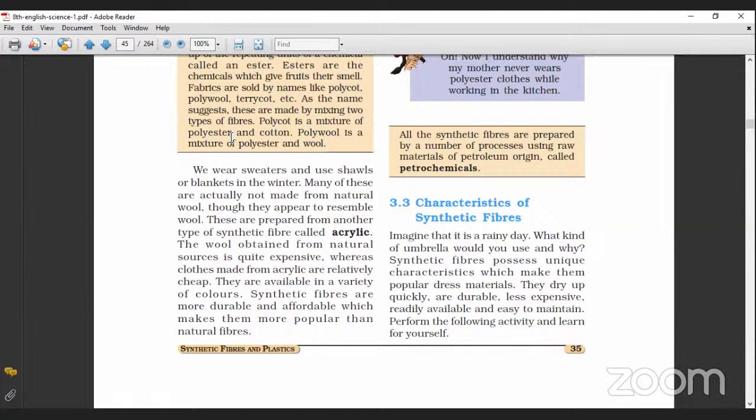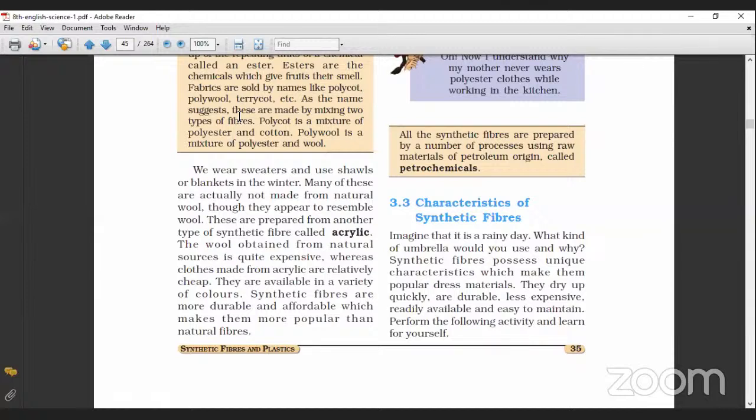So that's why, when we are wearing these types of synthetic fibers, rayon and nylon cloths, we should be very careful, especially when we are in a kitchen. So these are the characteristics of the synthetic fibers. They are very delicate cloths.